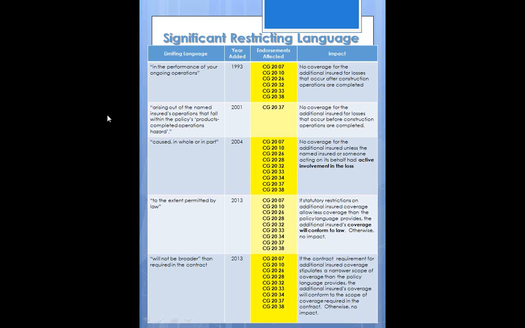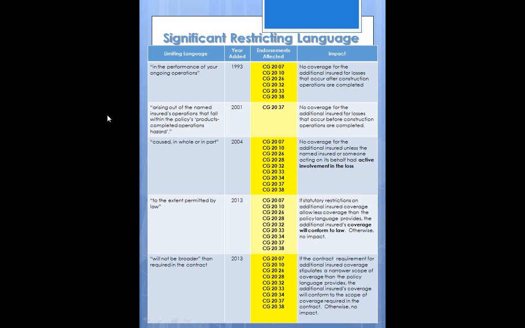It only applied when they were on the property. You had to get a second additional insured endorsement, the CG 2037, for what happened after they left the property. So as you can see, the limiting language on the 2010 became to where it's arising out of the named insured's operations that fall within the policy's products-completed operations hazard. That was what went into the 2037. So there was no coverage for the additional insured for losses that occurred before the construction operations on the 2037. That again went back to the 2010. So you've got companion endorsements.